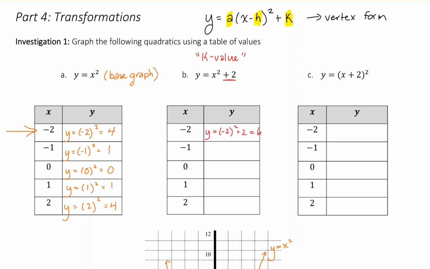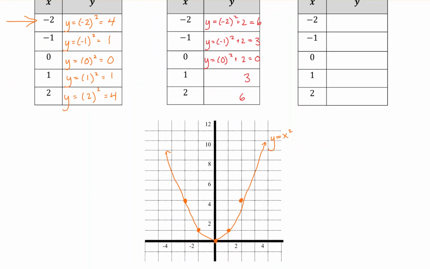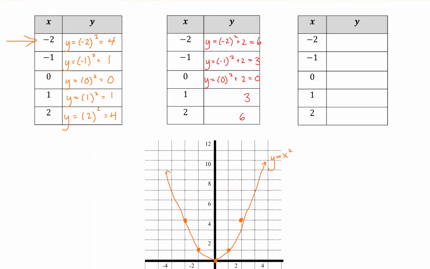Go through the table of values and see if you can complete those now. Pause the video and then play it when you think you're ready to check your answer. These are the values you should have got. Again, you see somewhat of a repeating pattern. Now, again, scroll down, move it down so you can see the grid, and plot those points.